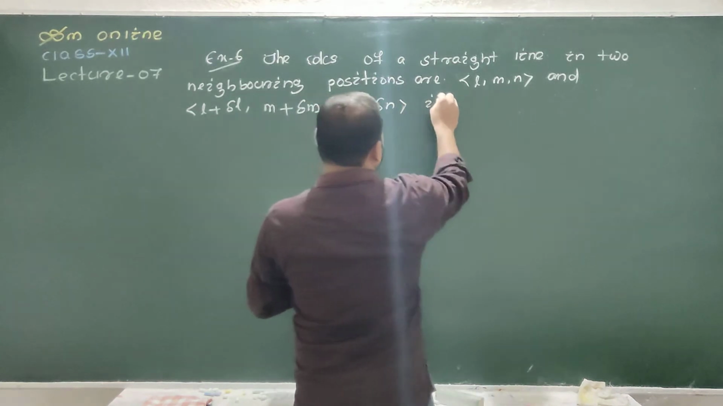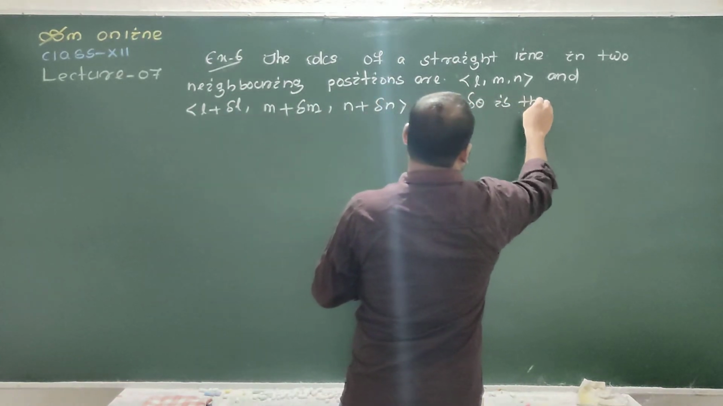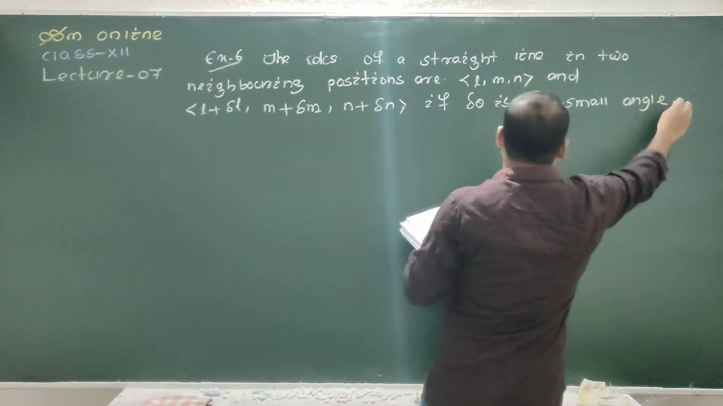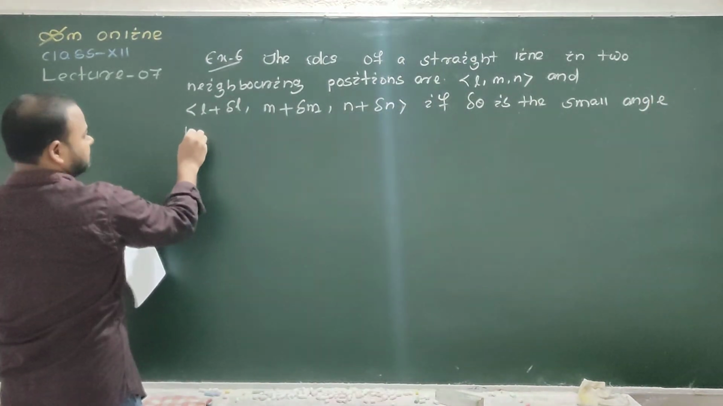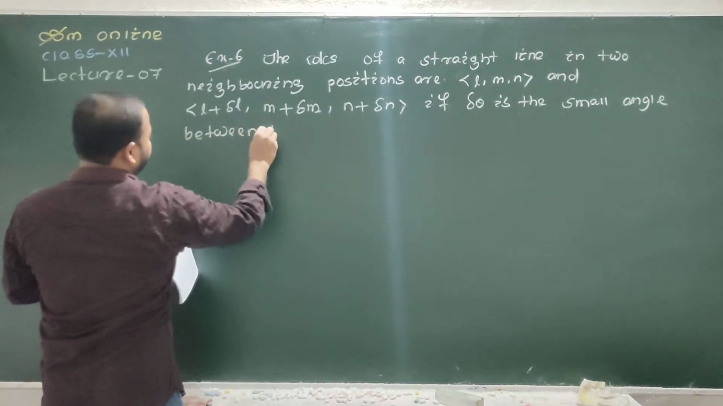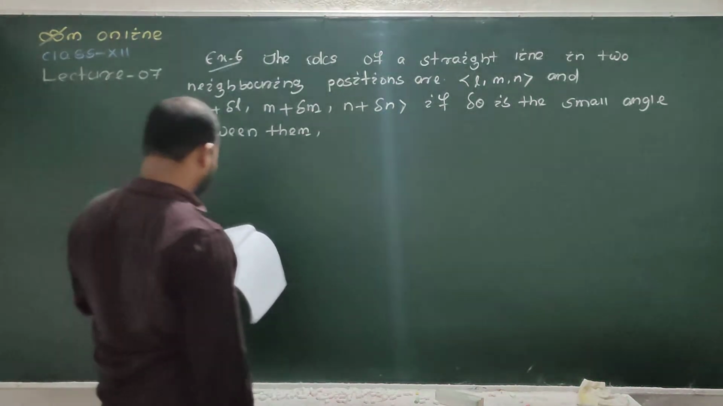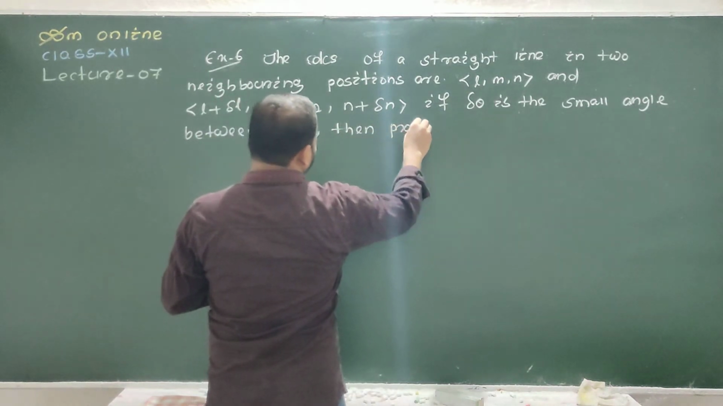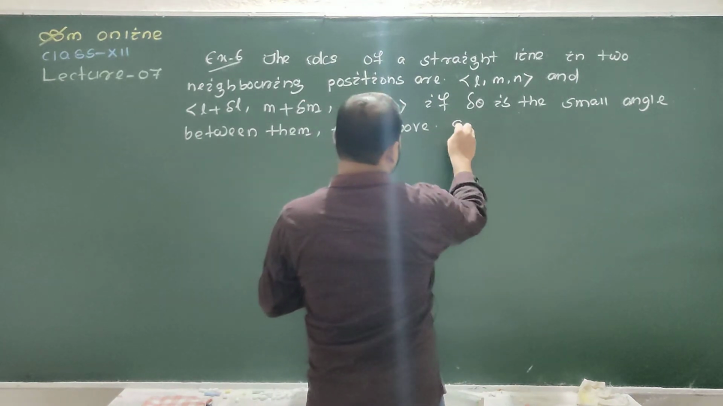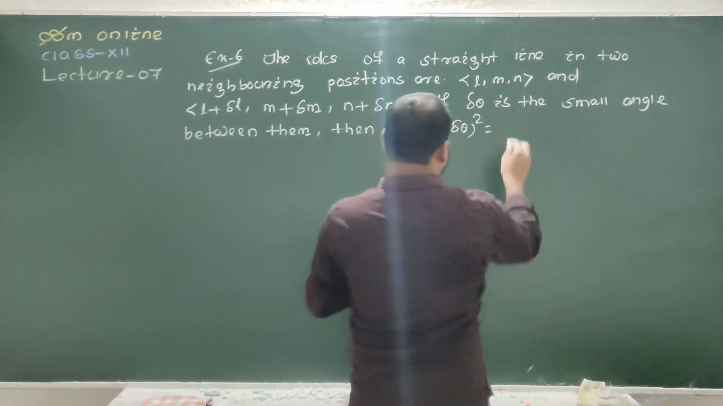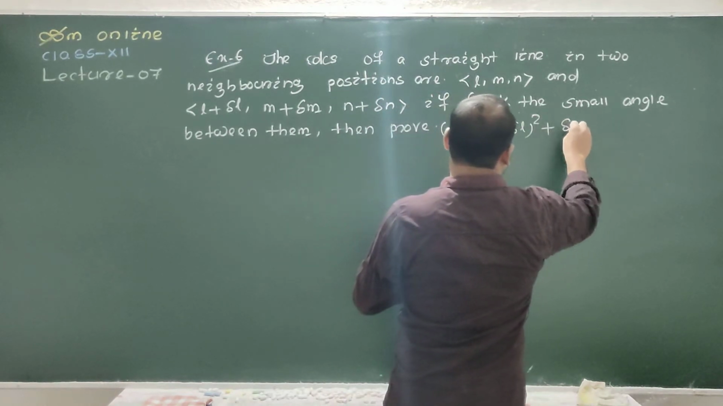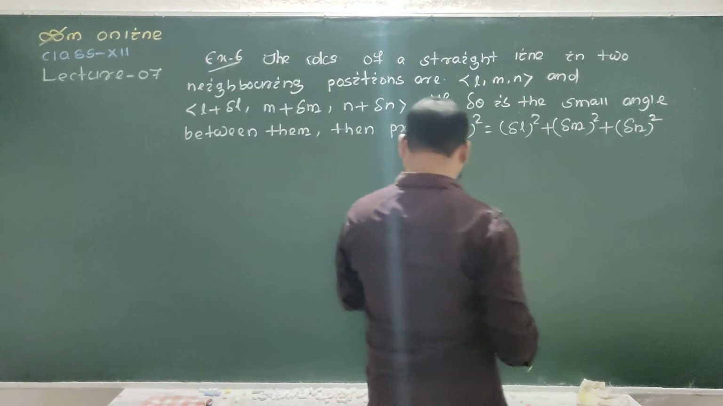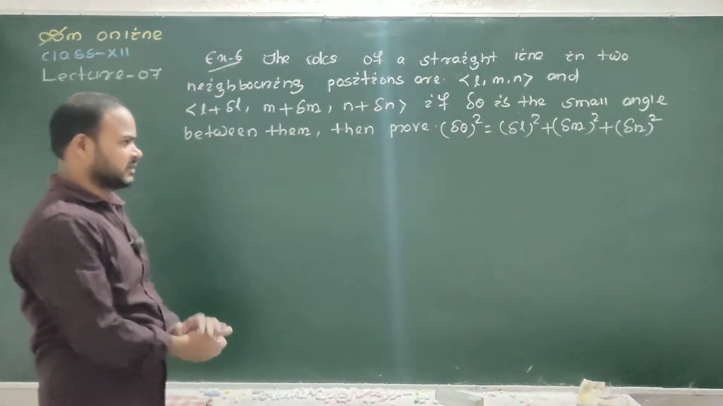If del theta is the small angle between them, then prove del theta square equal to del L square plus del M square plus del N square. Okay, this is the question.